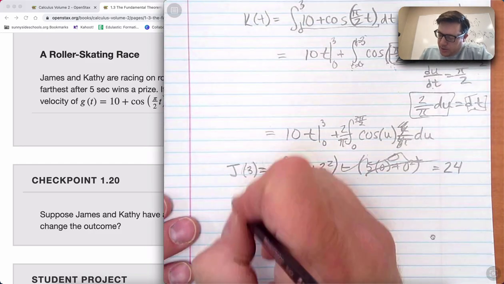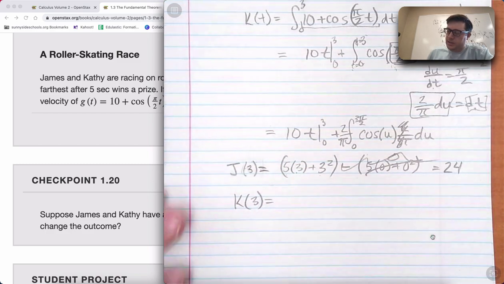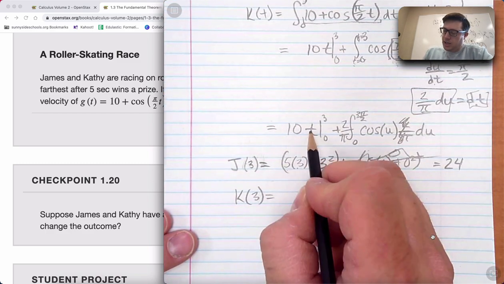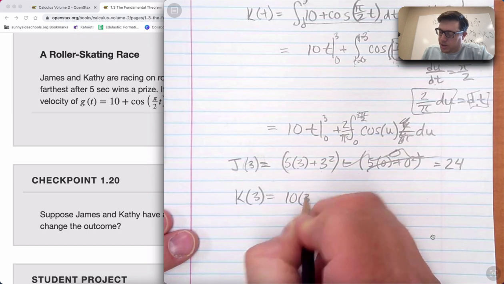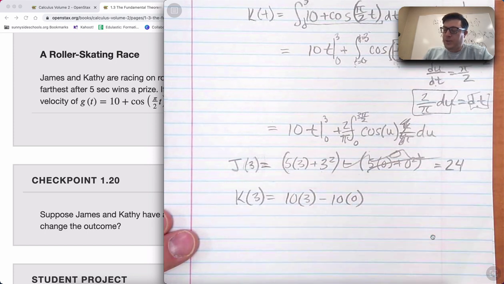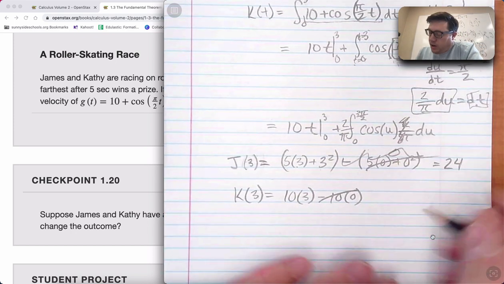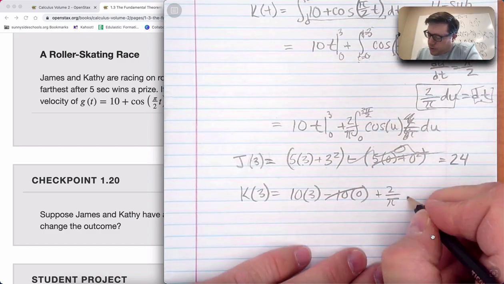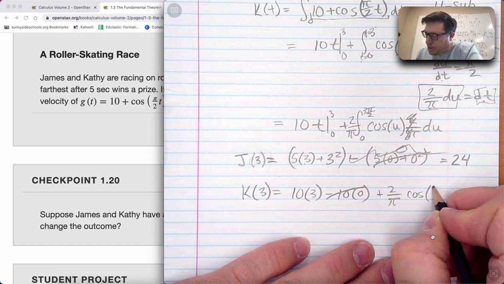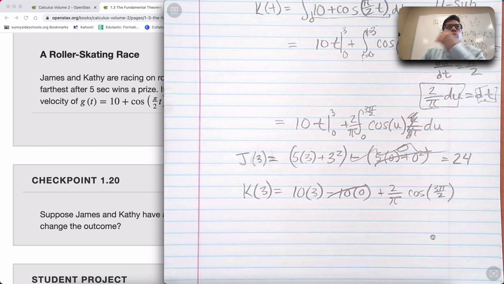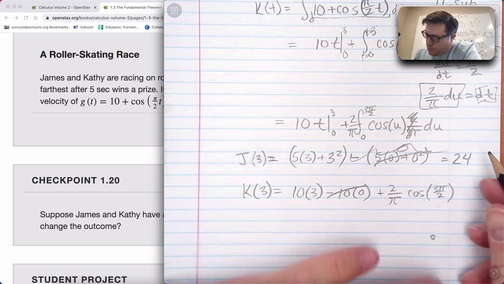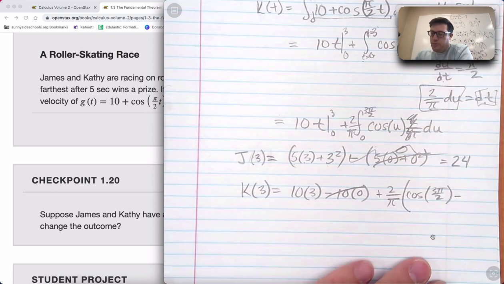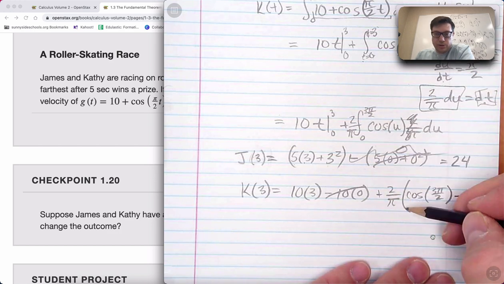How about Kathy? Let's see what Kathy can do in 3 seconds. So she's got 10t, so 10 times 3 minus 10 times 0. That's the fact that the limits of integration are 0 and 3. That's going to cancel out to 0. Over here we have plus 2 over pi times cosine of 3 pi over 2. Ooh. There's something special about that one. That's kind of weird. Minus, put that all in parentheses, because the 2 over pi is on the outside, so 2 over pi has to be outside the parentheses. Cosine of 0.